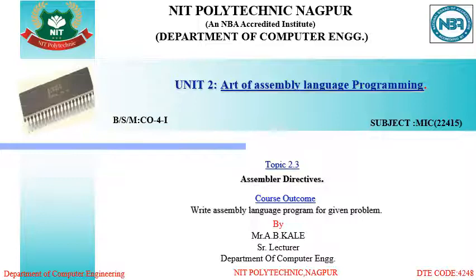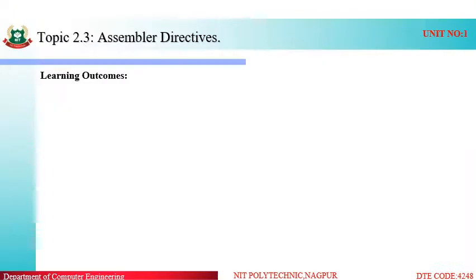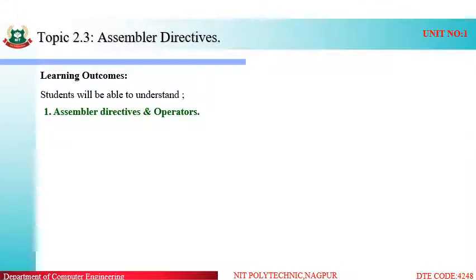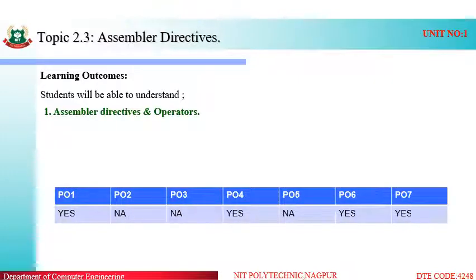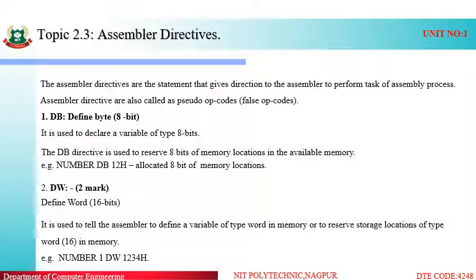So we are in the second unit, and today we will study the last topic of our second unit, that is to study different assembler directives and assembler operators. So the learning outcomes of this video include studying the functionality of different assembler directives and assembler operators. POs mapped are PO1, PO4, PO6 and PO7.